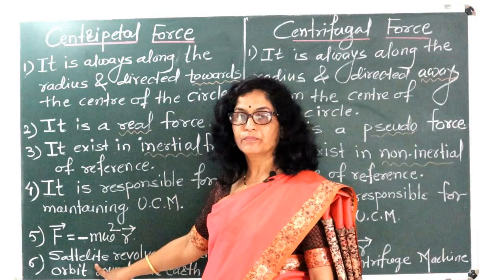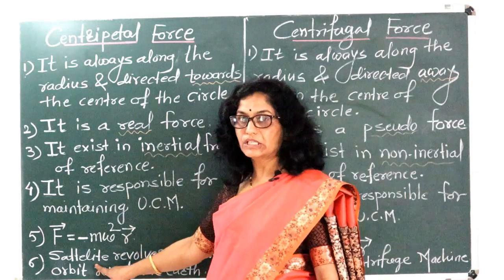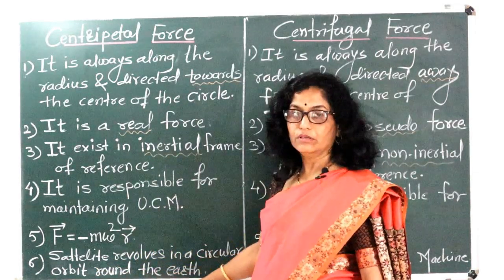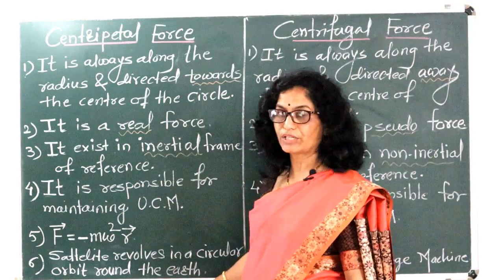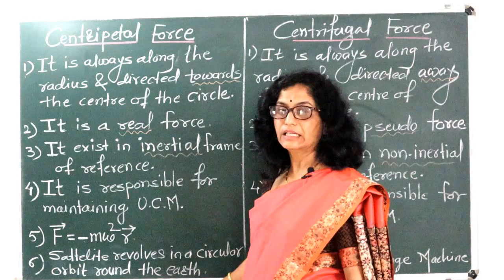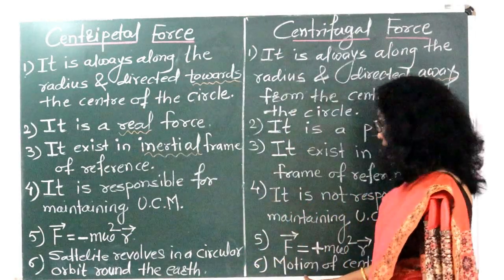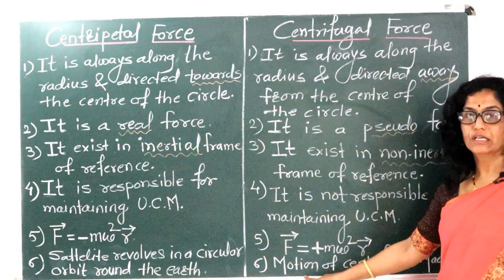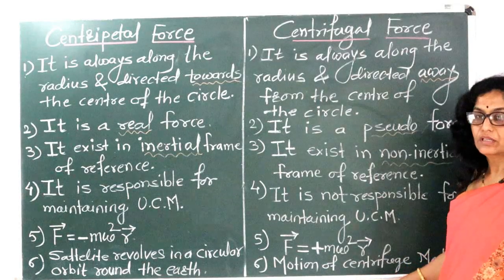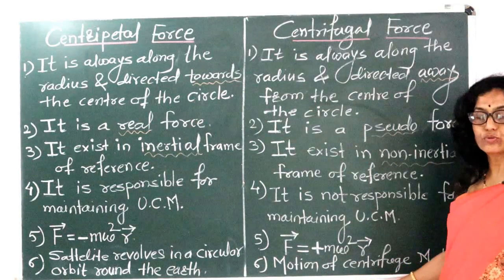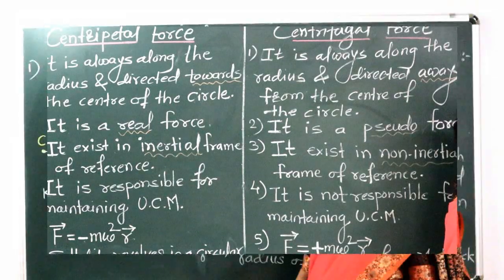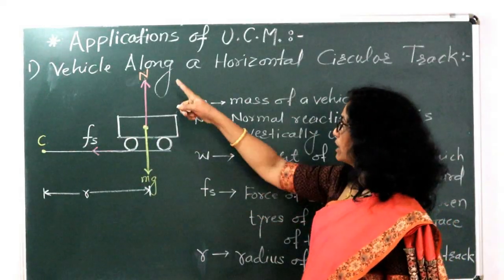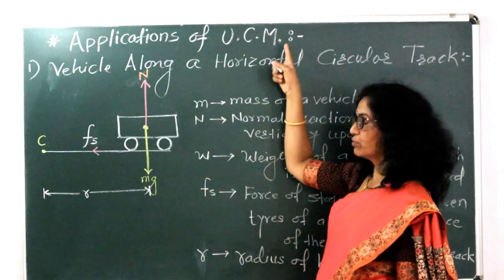For example, a satellite revolves in a circular orbit around the earth. That is, centripetal force is equal to the gravitational force of attraction between satellite and the earth. Here, motion of centrifuge machine is used to separate the fluids on the basis of their densities. Applications of uniform circular motion.